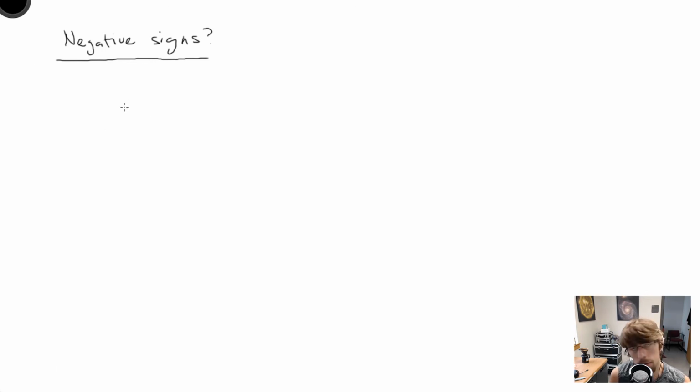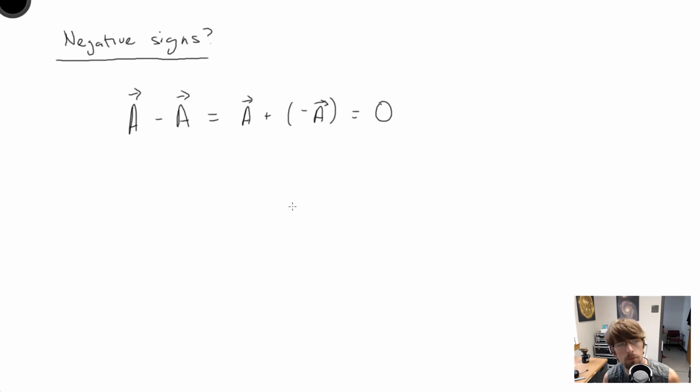We'll start off with the algebraic idea. If I have some generic vector A and I subtract vector A, what do you anticipate getting? Just like a regular number, vector A minus vector A, or we could alternatively write this as vector A plus negative vector A. I think all of you came up with the idea that you should end up with nothing, 0. This tells us what a negative sign is doing.